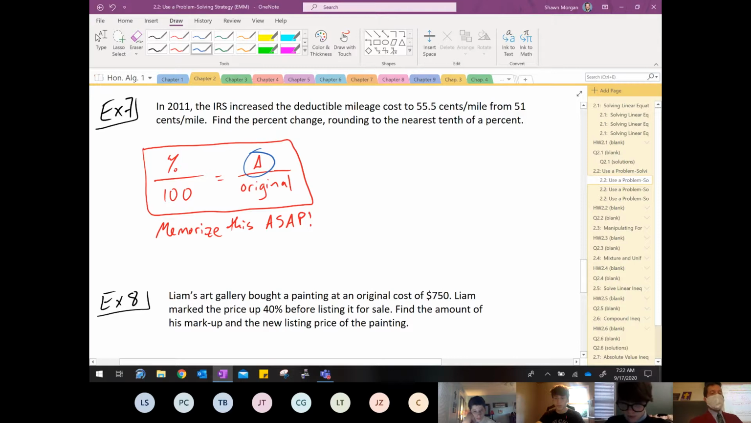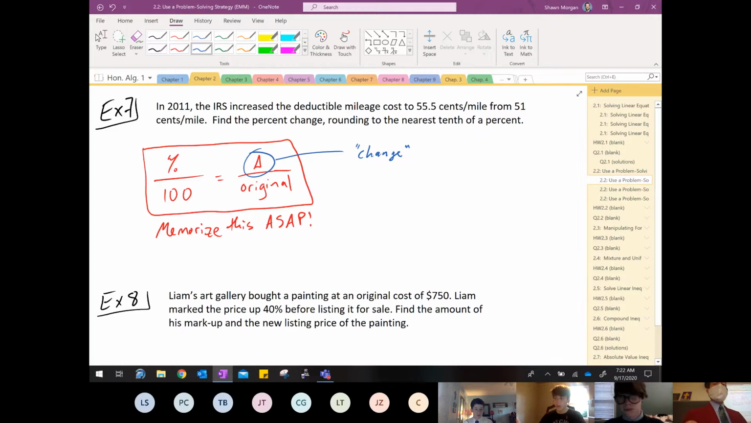And this little symbol right here is delta, and it stands for or represents change, or the amount of change. So if I said delta x, that's the change in x. If I said delta y, that's the change in y. You'll see those expressions later this year when we start talking about the slope of a line. But for us right now, this just means, generally speaking, what's the change? So how much did the IRS change their allowable mileage deduction? From 51 to 55.5, what was that amount of change?